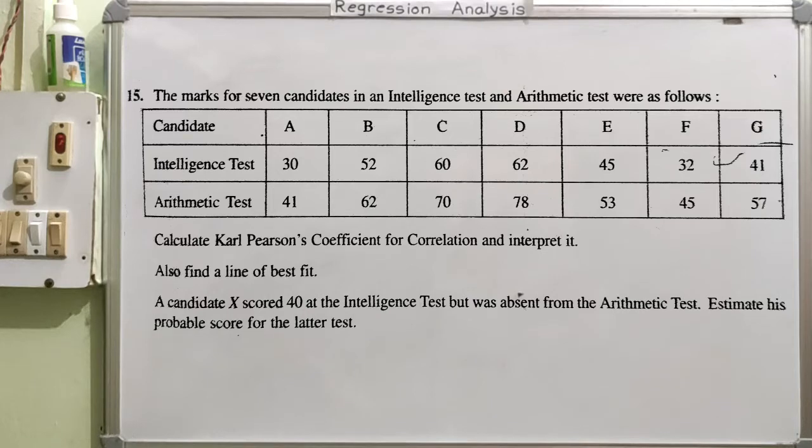So if someone gets 40 marks in the intelligence test and he was absent, and next time he was asked to do the test, what will he probably get if he gets 40 marks in the intelligence test? So we will find out that also. Same, exactly same as your previous question. So we are moving on to the solution of question number 15.